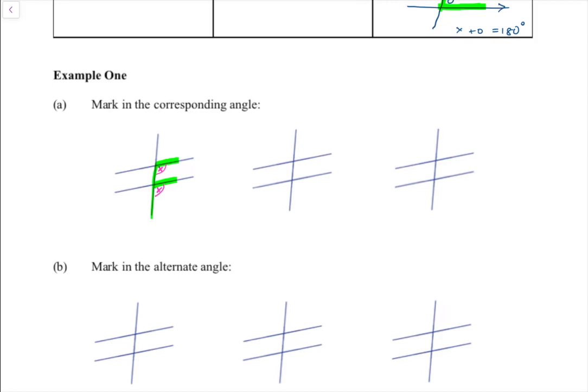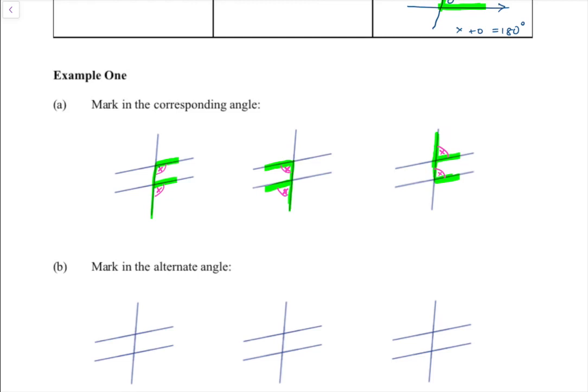I could also draw the F shape as a backwards F. And if that was the case, those two angles are corresponding because the F shape's upside down. I could draw the F upside down. And if the F was upside down, those two angles would be the corresponding angles.